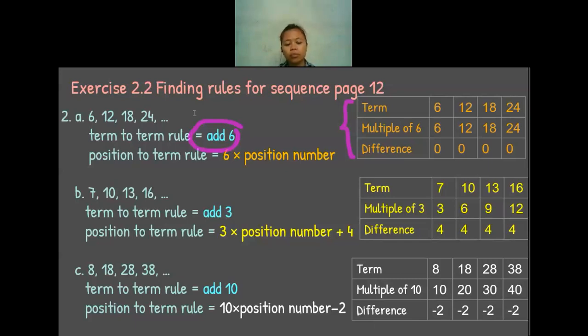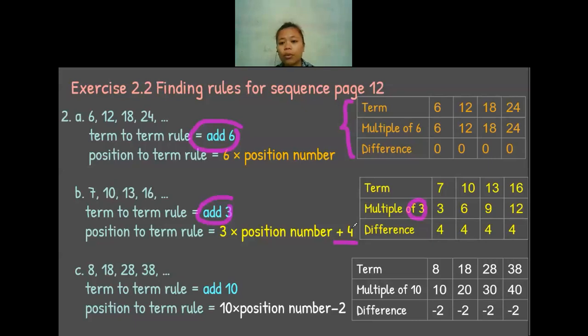For question b, same, I find the term-to-term rule first, which is add 3. After I find it is add 3, I find the multiples of 3. After that, I write down the sequence in a table and find the difference. The difference will be plus 4. The position number we always multiply with the term-to-term rule given, because it is 3, so we multiply the position number by 3. So for the position-to-term rule, it will be 3 times position number plus 4.